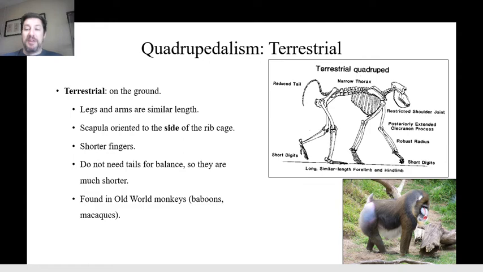And then this behavior in primates is mostly found in old world monkeys, so baboons, macaques, mandrills, geladas. Those are all species that practice terrestrial quadrupedalism, and again, they're found mostly in the old world and mostly in Africa.